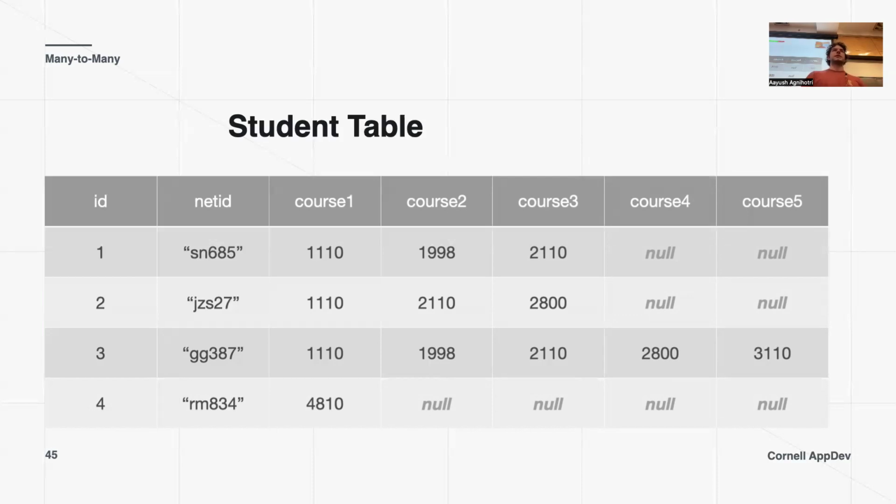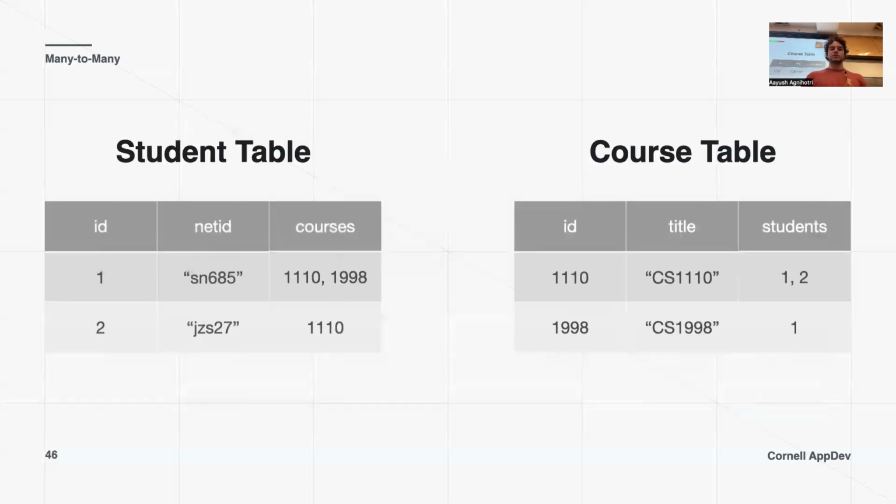So this demonstrates that when you're trying to implement a many-to-many relationship using this method, you're going to end up with a bunch of wasted space, which isn't really good if you have a giant database with millions of entries and stuff like that.